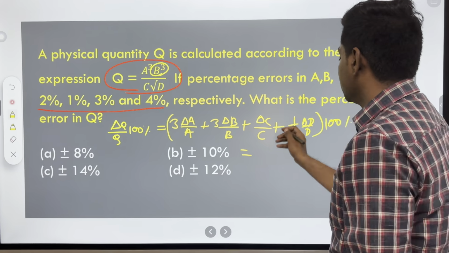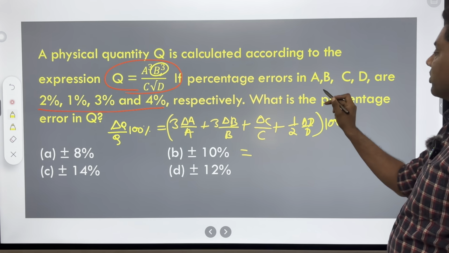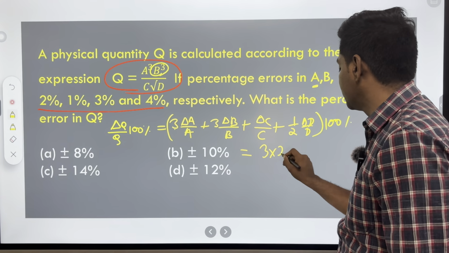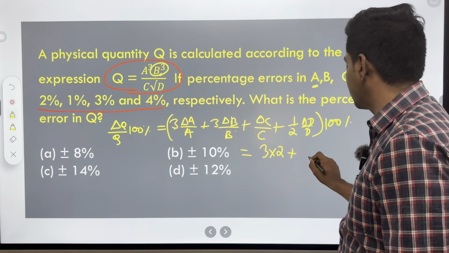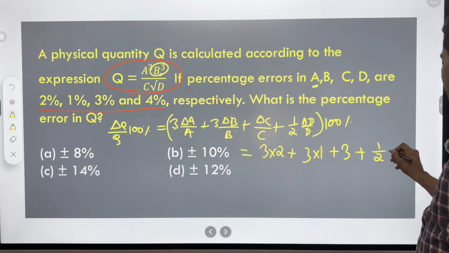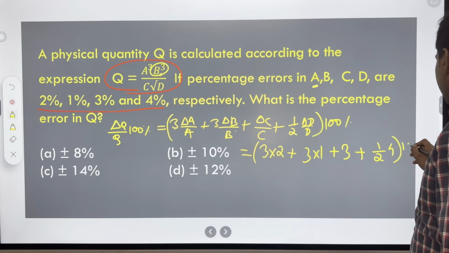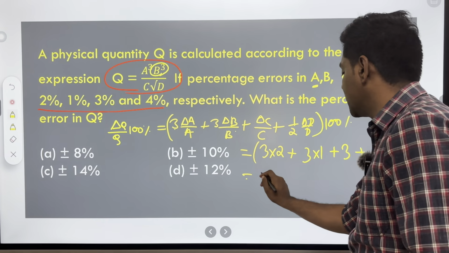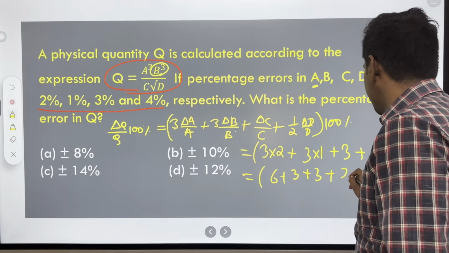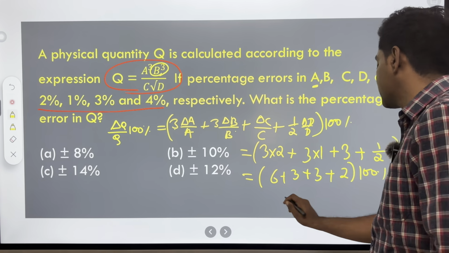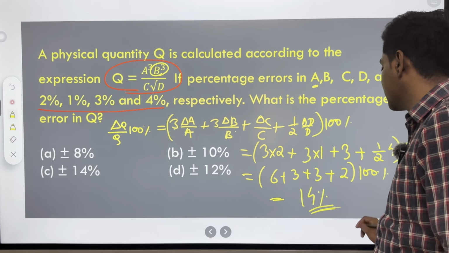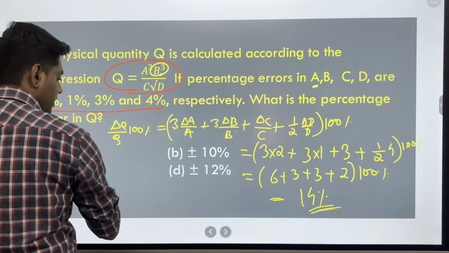And as we know, the percentage values are given for A, B, C, D respectively. For A, that is 2%, so 3 into 2. For B, that is 1%, 3 into 1. For C, that is 3%, and for D, that is 4%. So we get the final answer: 3 2s are 6, 3 1s are 3, plus 3, plus 4 by 2, that is 2%. That is 14%. So the answer is 14%, and the option is C.